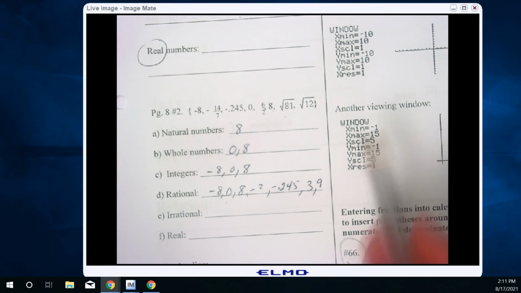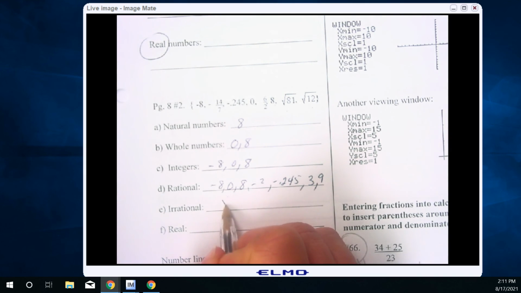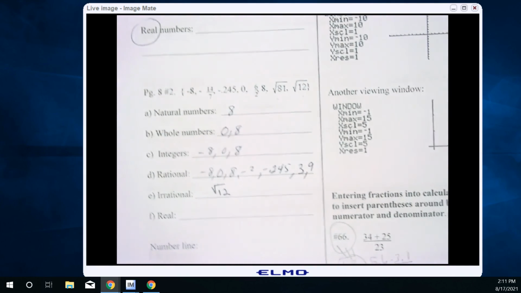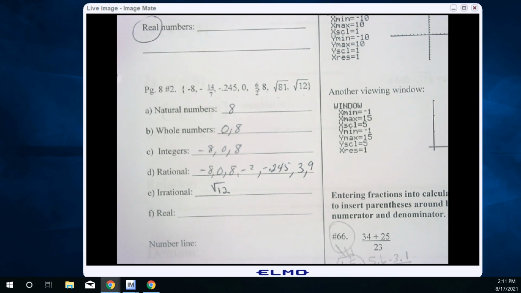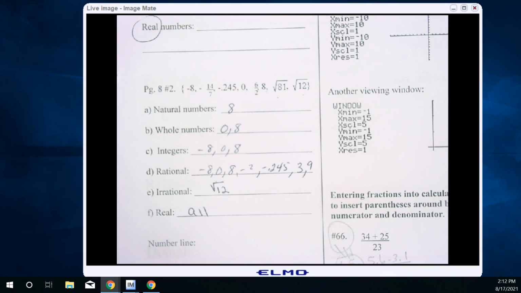Now, what is the square root of 12? Something that's irrational, 2 root 3. Square root of 3 is irrational. How do you know that? Because if you type it in the calculator, the square root of 12 is a decimal that does not repeat but keeps going. So irrational is square root of 12. Which one of those are the real numbers? All of them. And I'm okay if you write "all". You don't have to write the whole list.